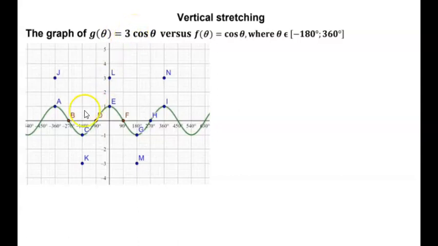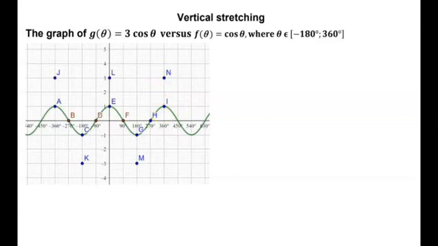So if we start anywhere, let us start at A, which is 300 minus 360 degrees. If I take the y value, which is 1, and I multiply it by 3, I will get to J. If I go to B, which is 0, and I multiply by 3, I will stay there. If I go to C, which is negative 1, I multiply by 3, I will get negative 3. So we can continue with E to get plus 3, with F to stay at 0, with G to get minus 3, H we stay at 0, at I we multiply by 3 and we get the value of N.